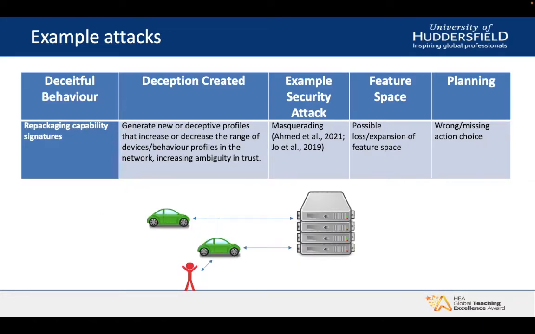So we've got the repackaging capability signatures again. This one is where we'd be looking to create new deceptive profiles in the network. So the attack that I've got here is masquerading, where we've got the adversary who's basically pretending to be a vehicle in the system, right?